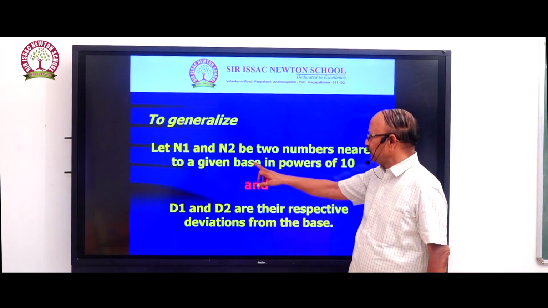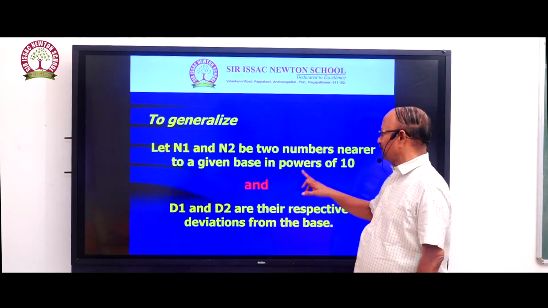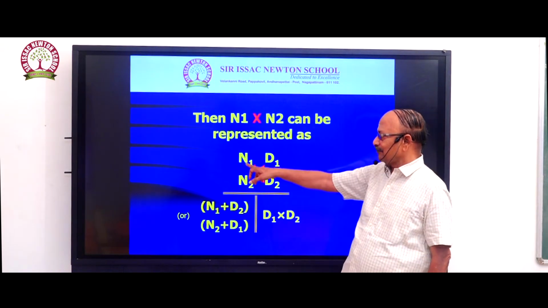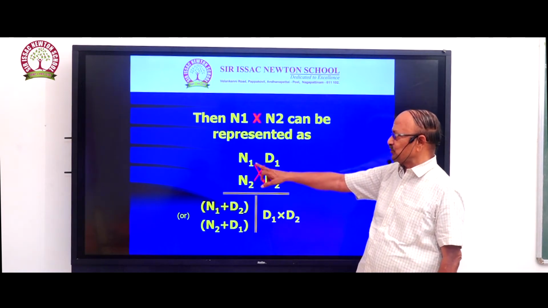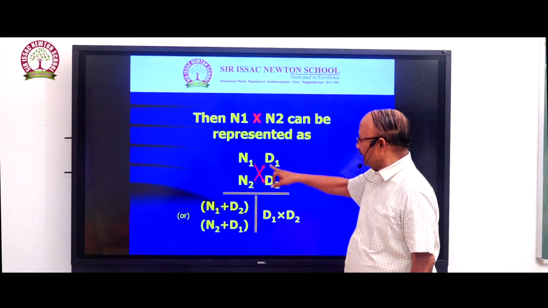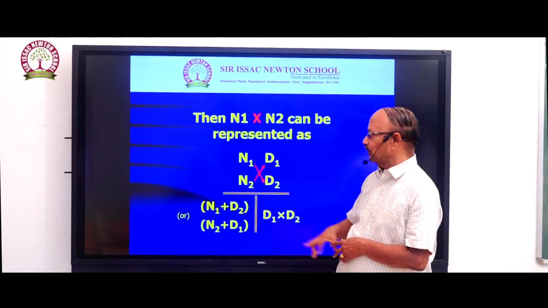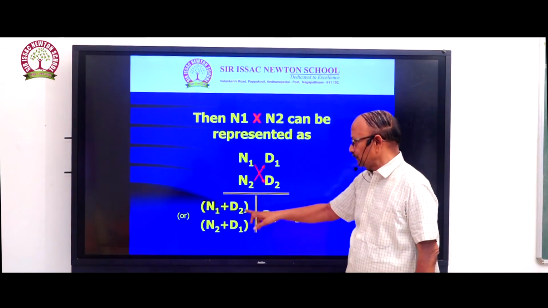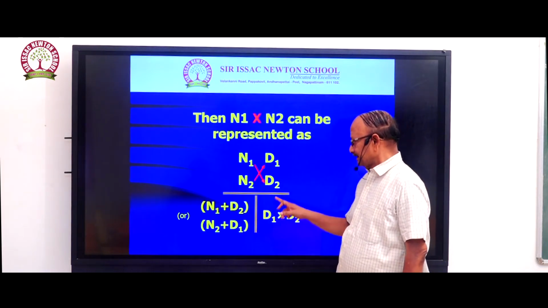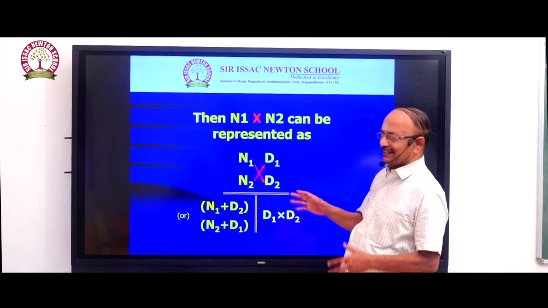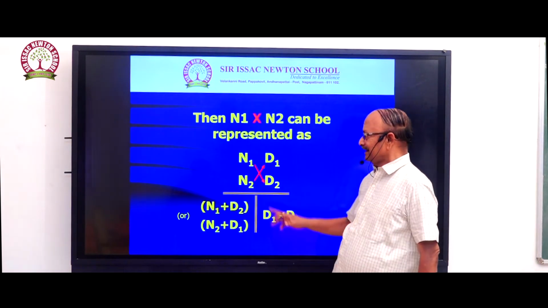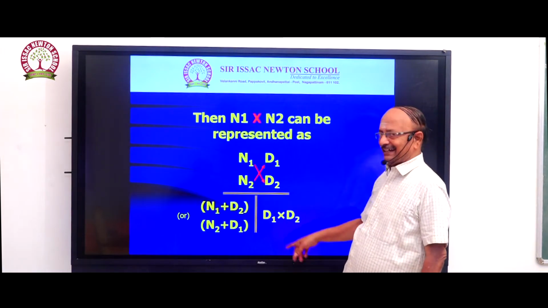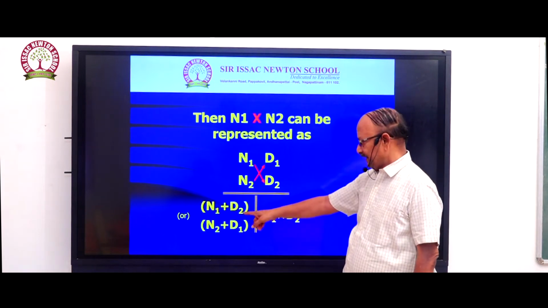Let n1 and n2 be the two numbers nearer to a base in powers of 10, and d1 and d2 their respective deviations. So n1 and n2 are the factors which should be multiplied, that is n1 into n2, and the deviation of n1 from the base is d1, the deviation of n2 from the base is d2. Now I am going to diagonally add n1 plus d2 or n2 plus d1, separated by d1 d2. So this is the generalized form. You can make a note of it. n1 into n2 is equal to n1 d1, n2 d2, diagonally adding n1 plus d2 or n2 plus d1, and you have to multiply the deviations.